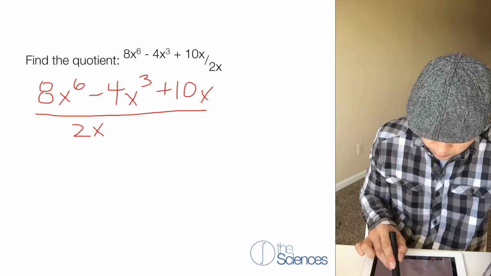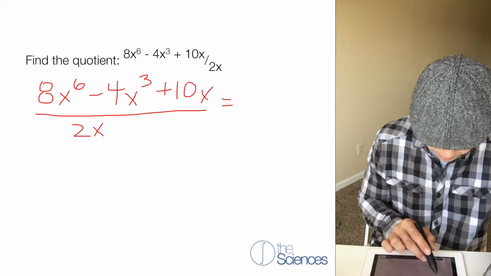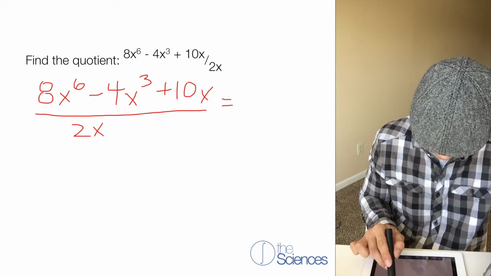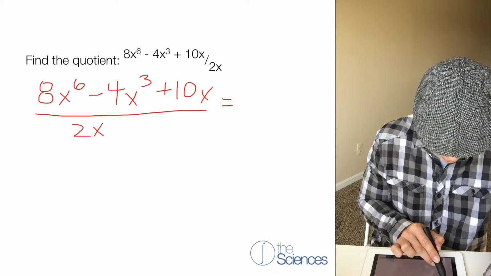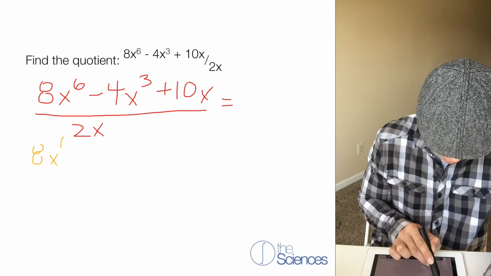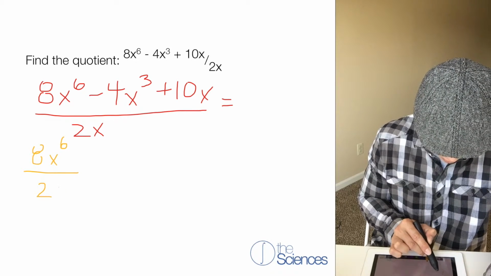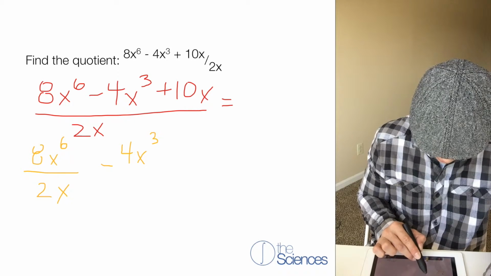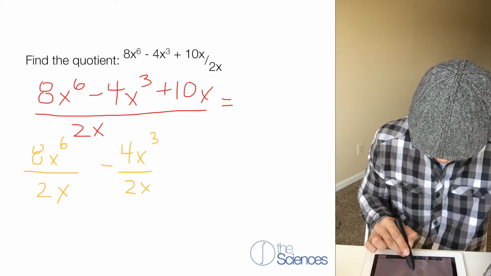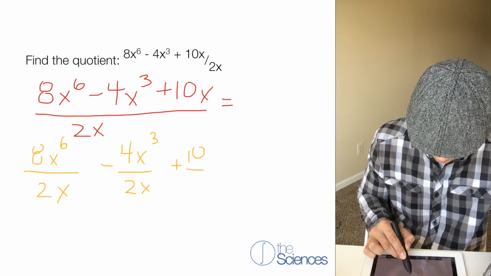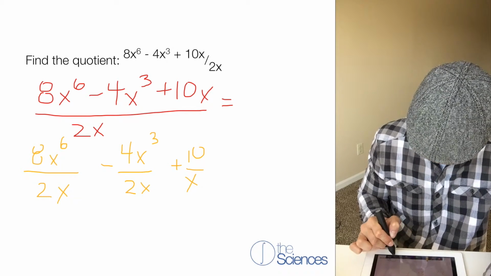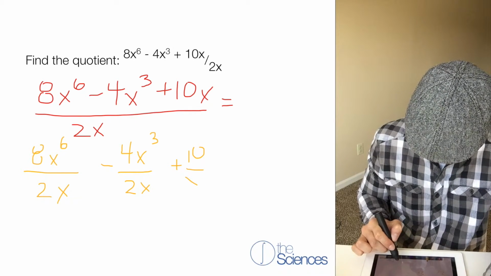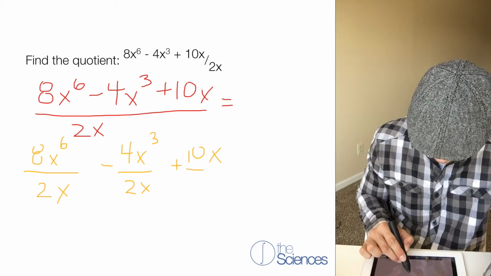So all you're going to do is rewrite this as 8x to the 6th divided by 2x minus 4x cubed divided by 2x plus 10x over 2x.